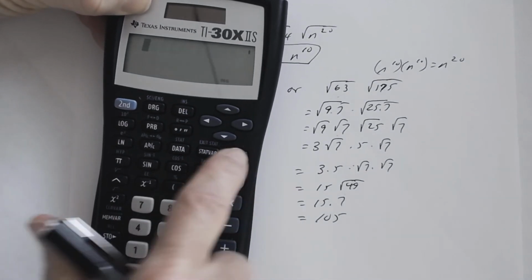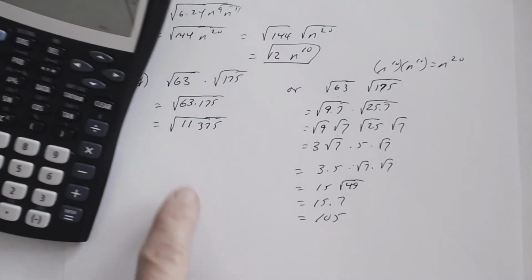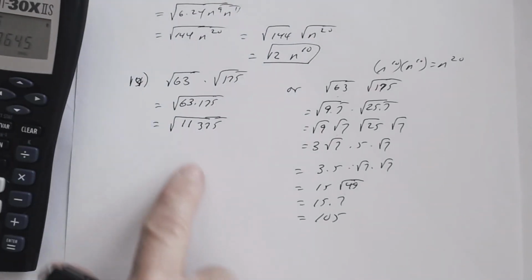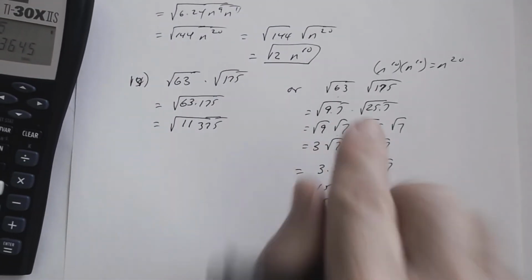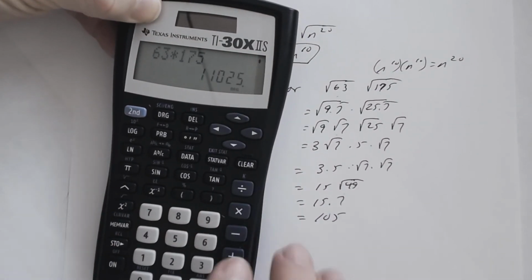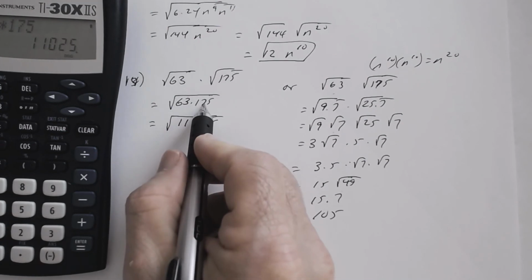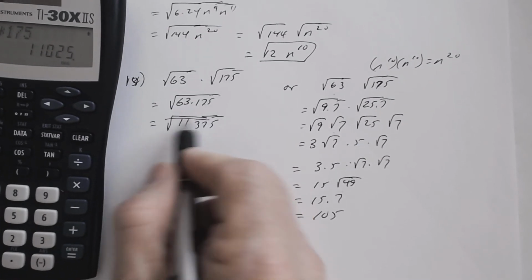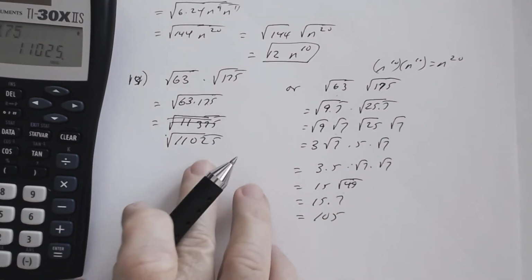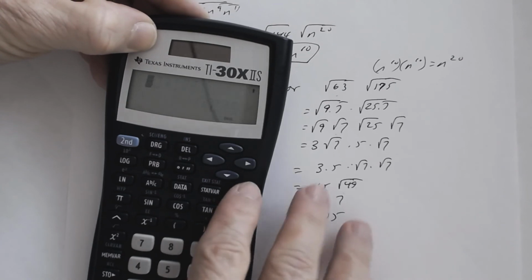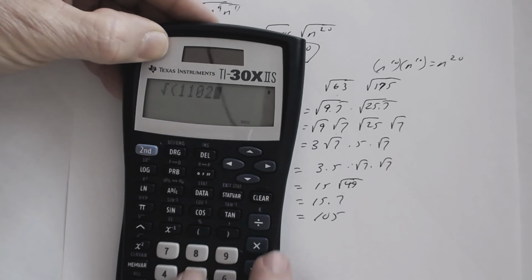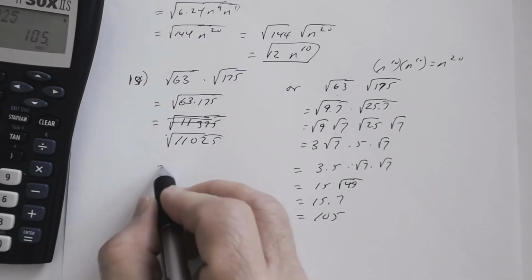Oops, wrong one. Let me do it again. Square root. Okay. Oops, let me make sure I wrote this correctly. So let me multiply this again. 63 times 175. Oops, I'm sorry. I'm not sure what I did, but that's the square root of 11,025. Okay. So now let's do it again. So the square root of 11,025, press equal, and you get 105.